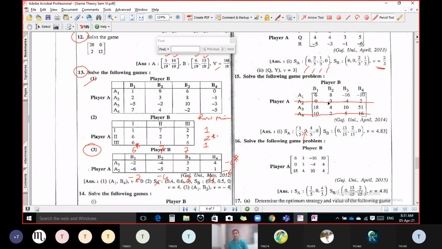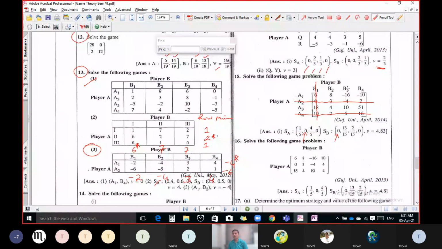Now you compare B1 with B2. Which one is better, B1 or B2? Here B1, and here B2. So we are not able to remove anyone. Now B1 and B3. Which one is better, B1 or B3? B3 and here B3. That means we have to cancel B1. Yes, B1 is cancelled, and because of that, the probability is 0.